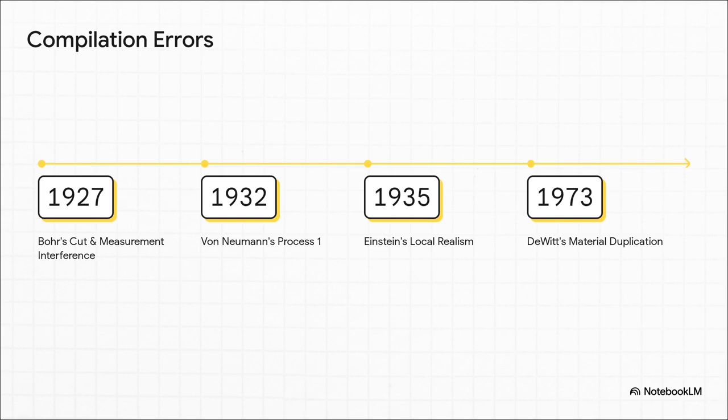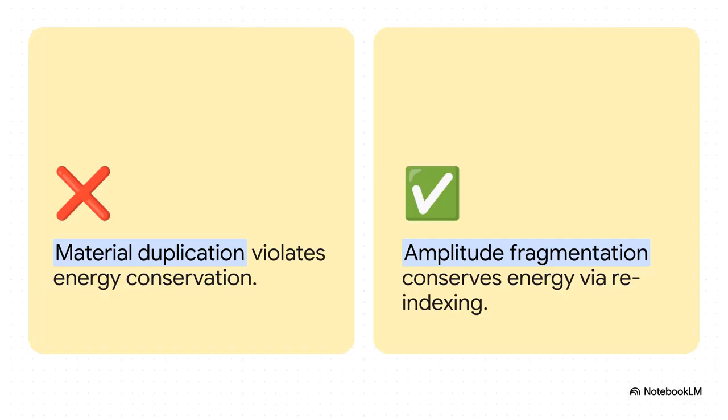Then in 1932, John von Neumann rolled out Process 1, which was this mathematical patch that completely broke time reversibility by claiming particles make these sudden, stochastic leaps. Fast forward to 1935, and Einstein falsely clung to local 3D space with his paradox, refusing to accept that reality's determinism is actually global, not local. And then finally, in 1973, Bryce DeWitt popularized the many worlds theory, but he did it with a massive conceptual bug.